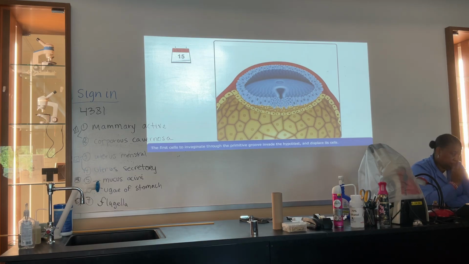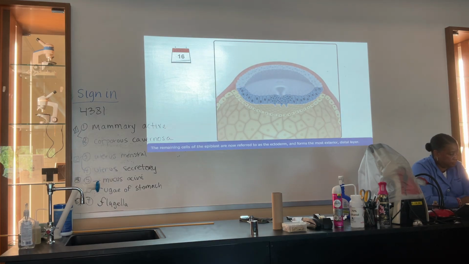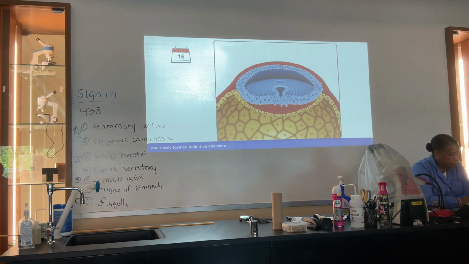The first cells to invaginate through the primitive groove invade the hypoblast and displace its cells. The hypoblast cells are eventually completely replaced by a new proximal cell layer, which is referred to as the definitive endoderm. By day 16, the majority of the hypoblast has been replaced. The remaining cells of the epiblast are now referred to as the ectoderm, and forms the most exterior distal layer. Some of the invaginated epiblast cells remain in the space between the ectoderm and newly formed definitive endoderm. These cells form the germ layer, known as the mesoderm.